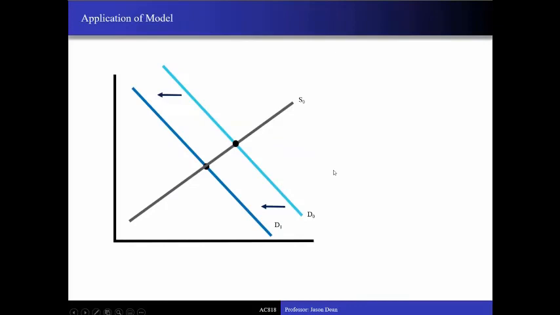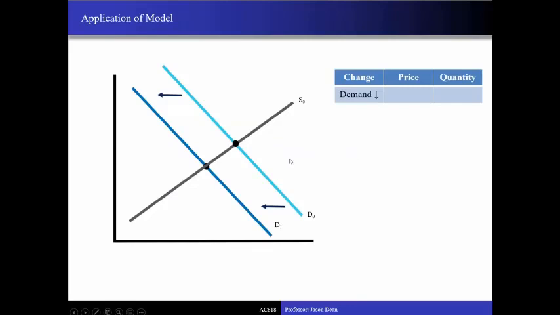So let's see if this makes a little more sense. In this case, we first have the demand curve shift to the left. So what happens to the price and quantity if the demand curve shifts to the left? We actually just did that in the last part of this question. So the price will fall, right? Quantity and price fall. Yeah, both will fall.